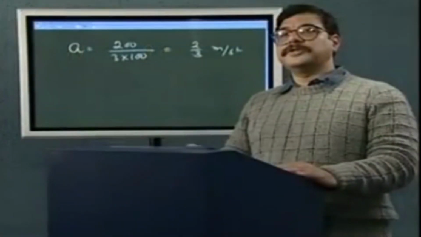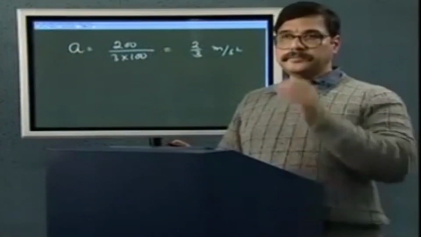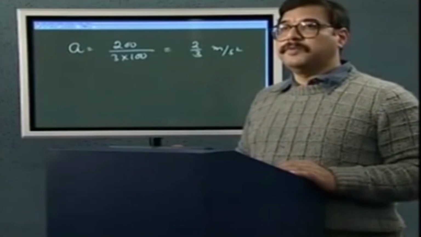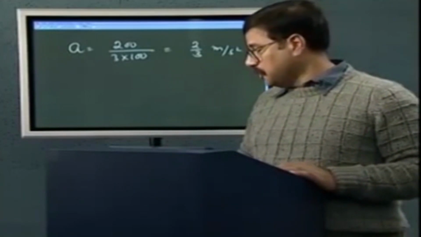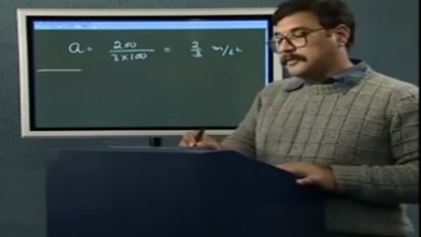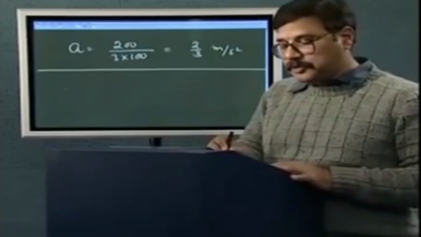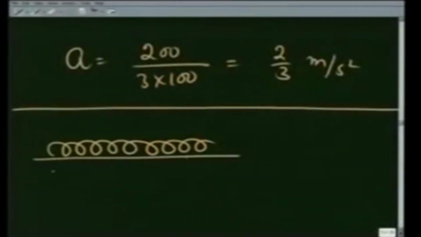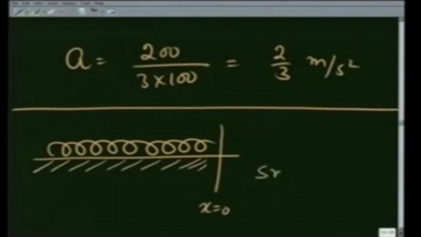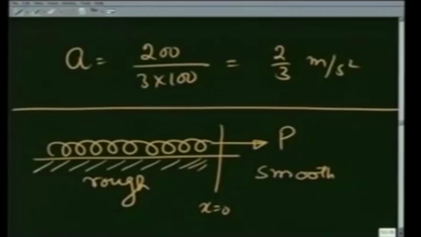So, you see how friction changes the acceleration and how it affects the motion between two bodies that can apply frictional force on each other. As a third example, let me take a chain which is on a rough surface. Let us take this to be x equal to 0, and beyond this is a smooth surface. This is a rough surface, and I start pulling this chain with a constant force P large enough so that it comes into motion.